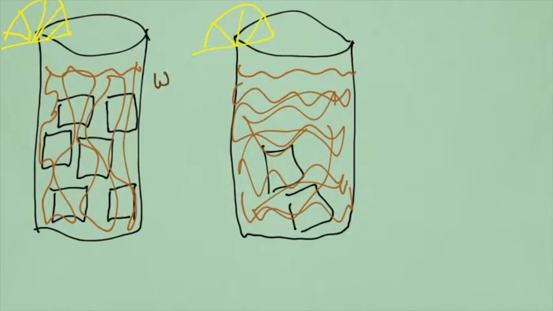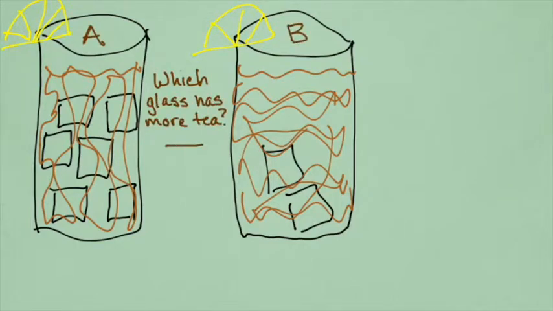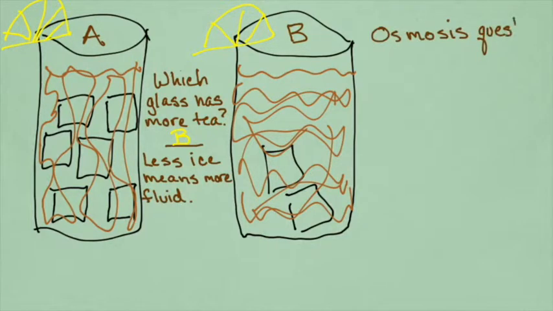Okay, so which glass has more tea in it? Glass A or glass B? Which glass has more tea? That's right, glass B does. Less ice means that there's more room for fluid, for the tea. And that's all osmosis questions are.